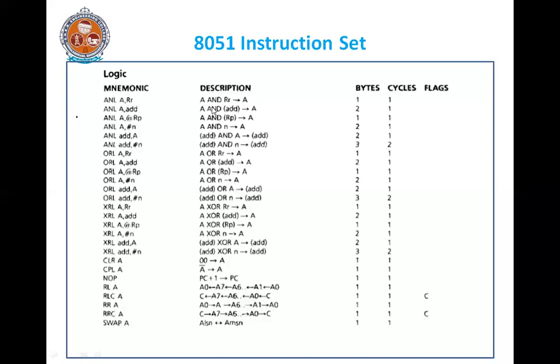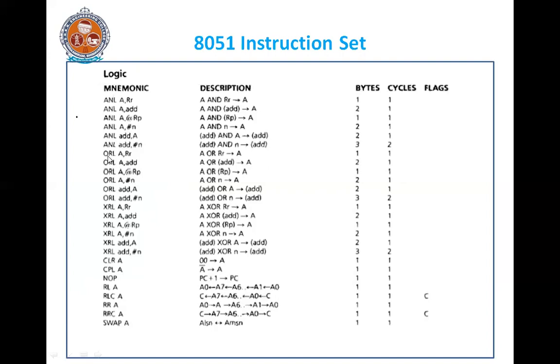Similarly, ANL A, add. Here add is a label and A is the accumulator register. A and the add label, so this is again a memory address. Next one is hash, which means it is directly treated as data. So this is how you can perform the AND operations.